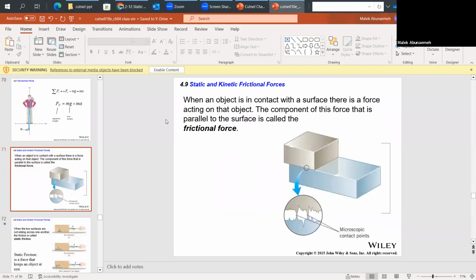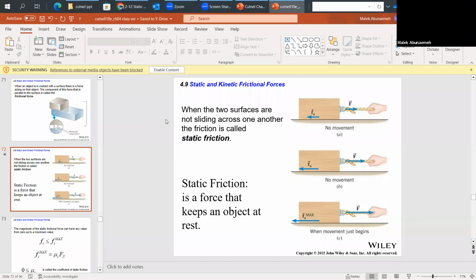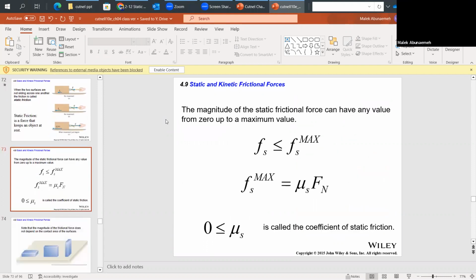So when an object is in contact with a surface, there's a force acting on that object. The component of that force that is parallel to the surface is called frictional force. Now, when two surfaces are not sliding against one another, the friction is called static friction. Static friction is a force that keeps an object at rest. And the magnitude of static friction can have a value from 0 up to a maximum value. We're going to be talking more about friction when we come to the friction chapter.